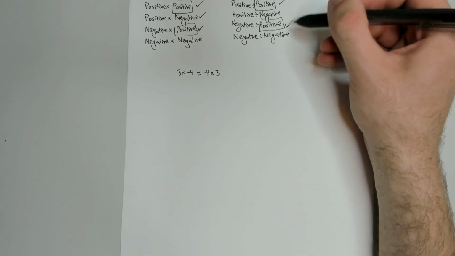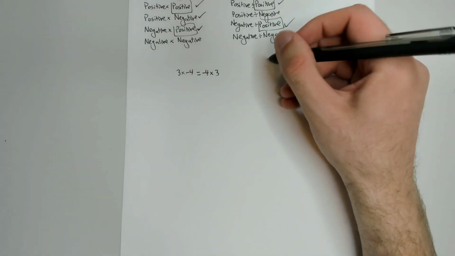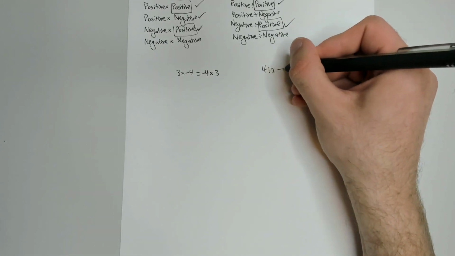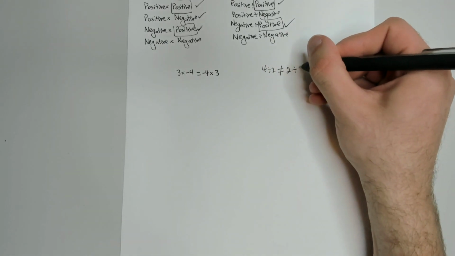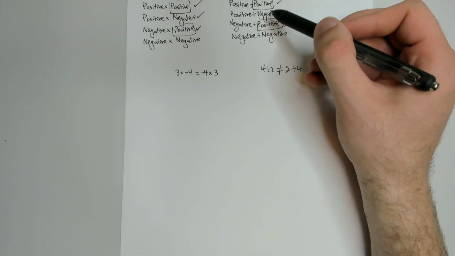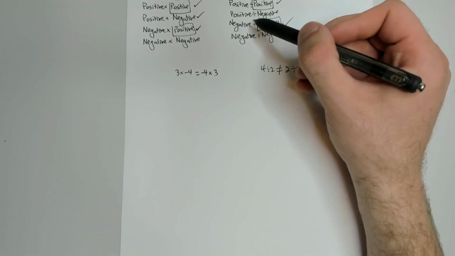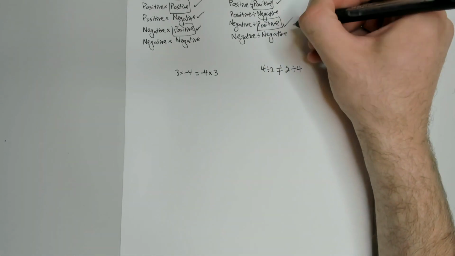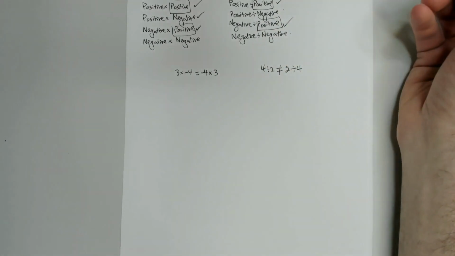And for these ones, order with division does matter, right? 4 divided by 2 is not the same thing as 2 divided by 4, right? They're different things. We can't just say, oh yeah, we'll just switch it like we did over here and we'll be good to go. No, we actually have to consider what division by a negative looks like.